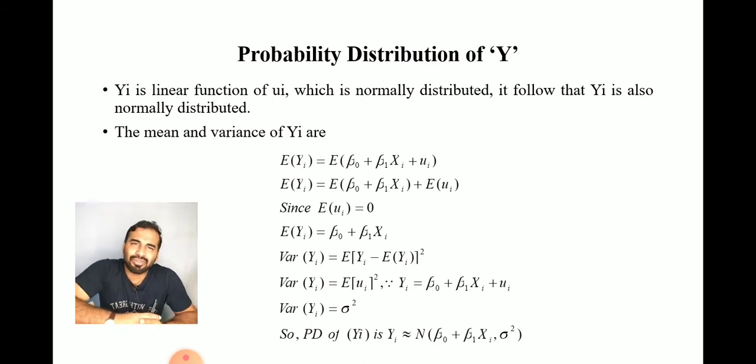Okay, so this y is a linear function of u, because y is a function of x plus u. Since ui is normally distributed, which we will see later, the error terms are normally distributed, then this yi is also normally distributed. This we will see later.